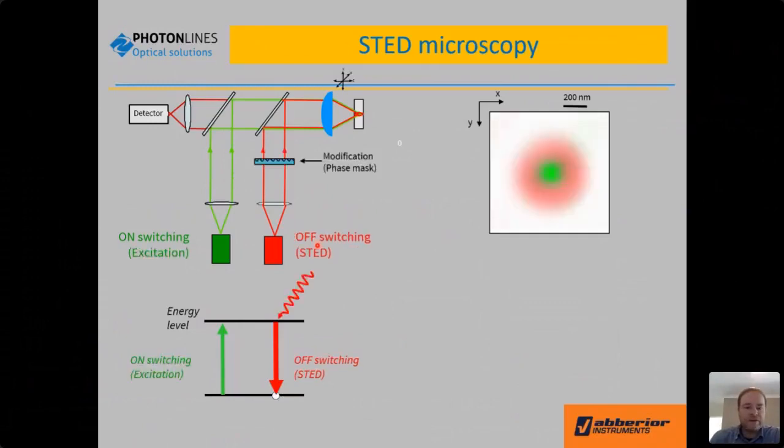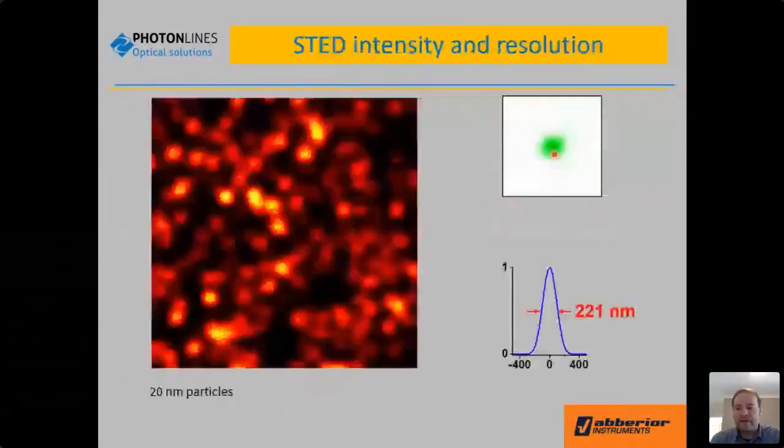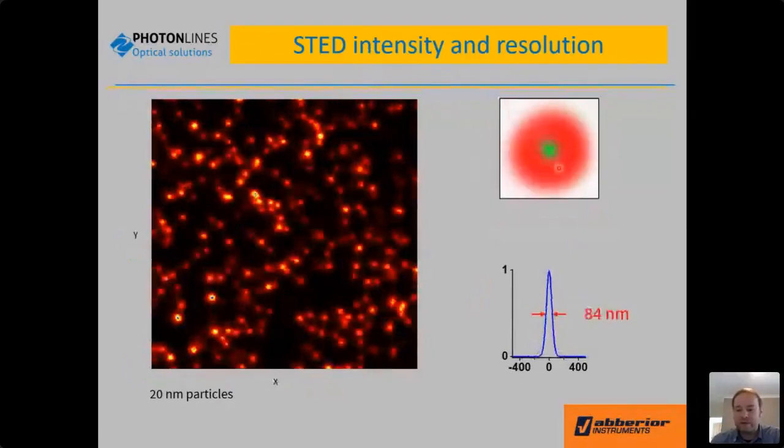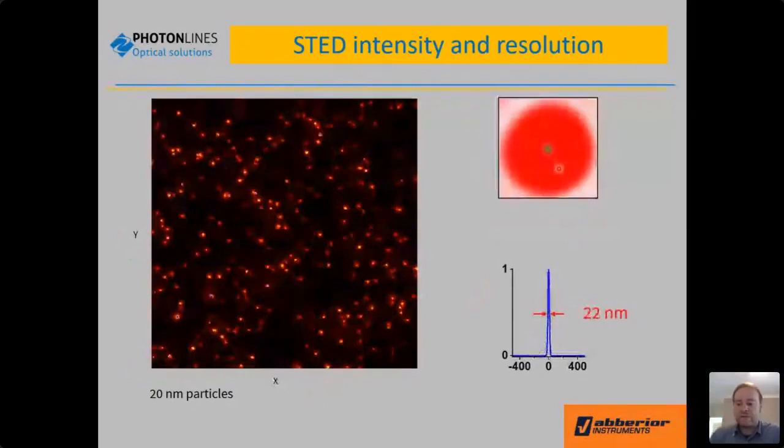So the clever idea was to introduce a modification like a phase mask and to lay this off switch around your excitation laser in the form of a donut, making sure nothing is excited where the depletion laser is. And then when you look at 20 nanometer beads using only the excitation laser, you get a resolution of about 221 nanometers. So that's the confocal resolution. If you now power up the depletion laser and lay it around the excitation laser, you basically make the excitation window smaller and smaller, getting down to a resolution of 22 nanometers.